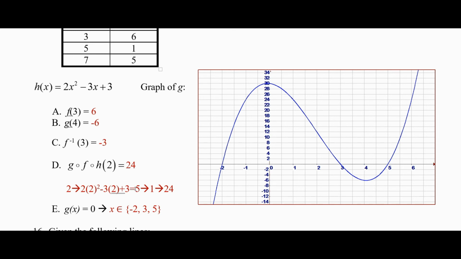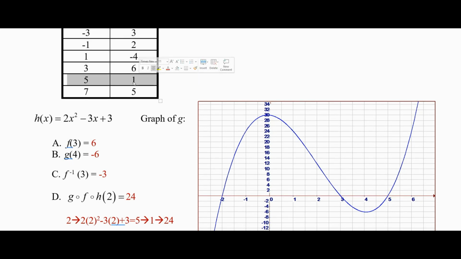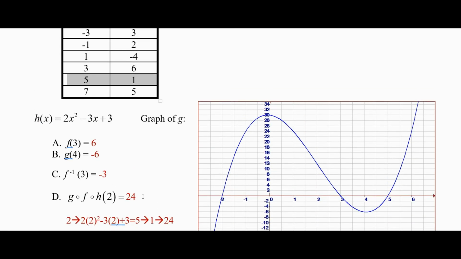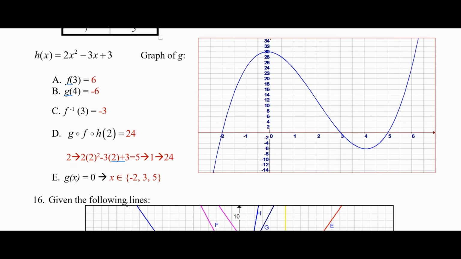Then the output of the first step becomes the input for the next step. So the output of H becomes the input for F. We want to find F of 5. That's right here. F of 5 is 1, so that goes 5 to 1. And then the output of that step becomes the input for G. We find the input of 1 here, and we go up and find the output is 24. Ultimately, this composition of 3 different functions produces the ordered pair 2, 24, and the output here of 24 is the answer.